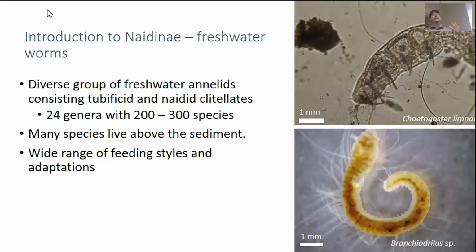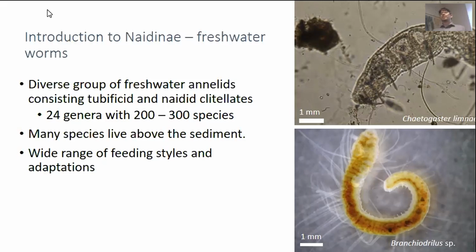So here are our Naidids, or our Naidines, I should say, and these are our freshwater worms. This is a pretty diverse group of freshwater annelids that consists of 2 different groups: the Naidid clitellates, which are the group we're focusing on, and the tubificids, which are like sludge worms that live below the sediment. What's cool about this group is that they're one of the few worm groups actually living above the sediment. When we picture worms, we picture organisms below the soil, but they actually prefer to be above the sediment, in things like macrophytes, stones or blocks of wood.